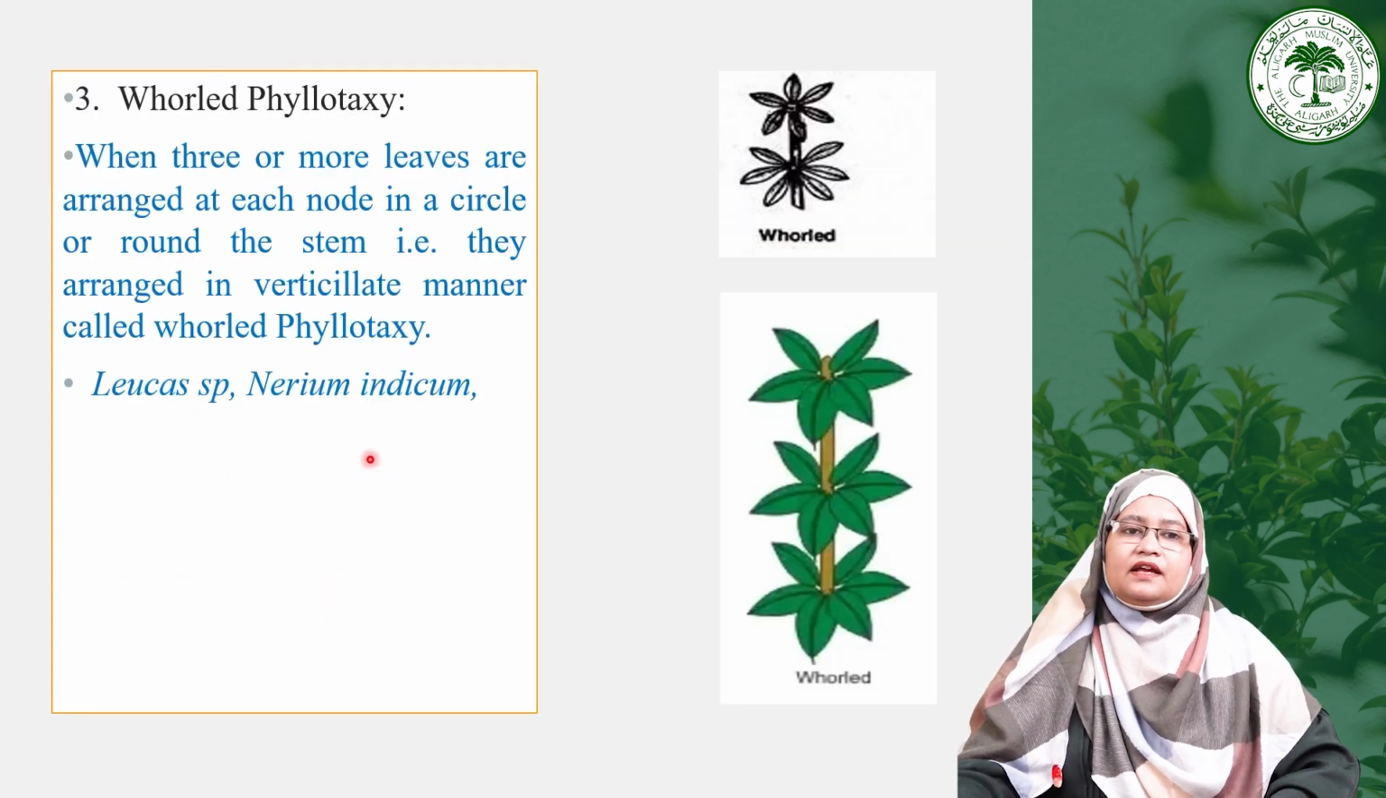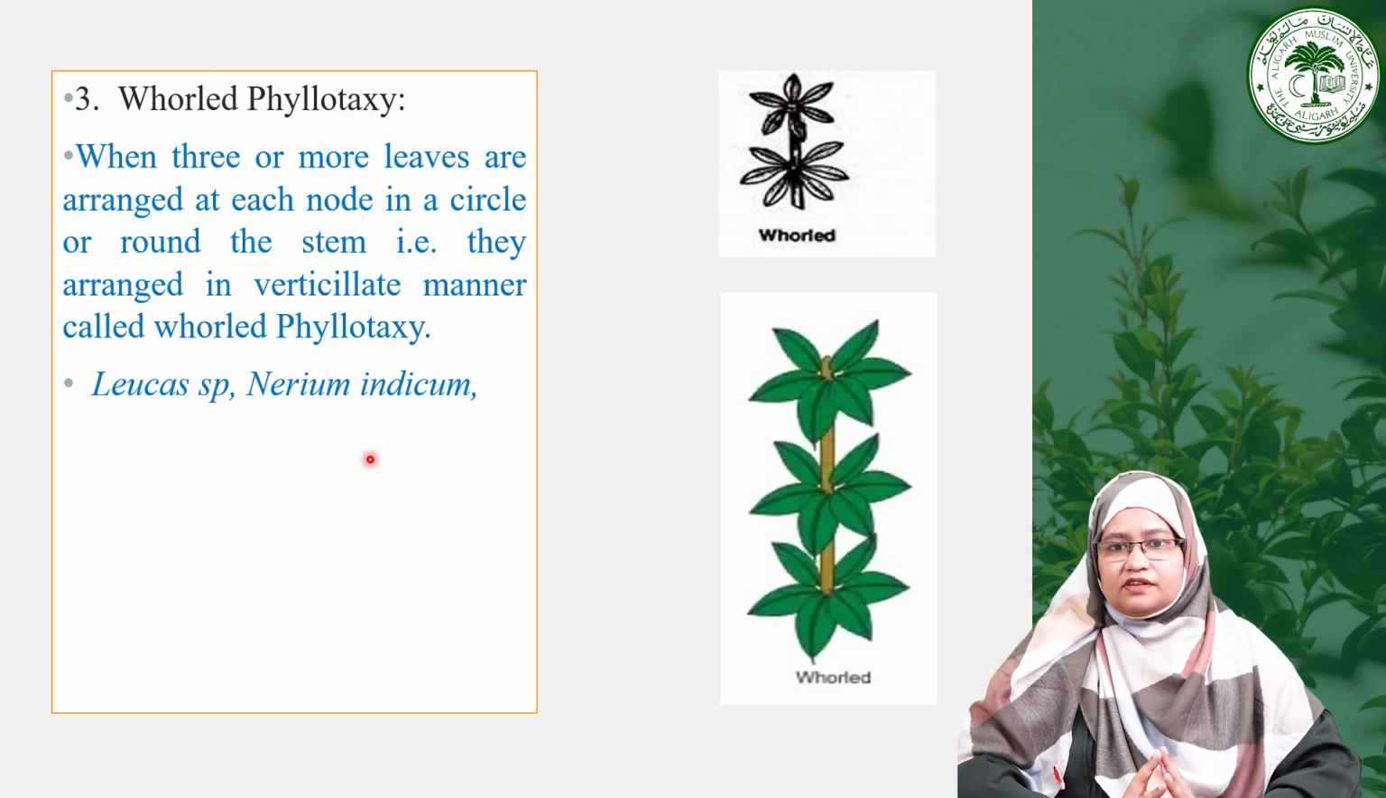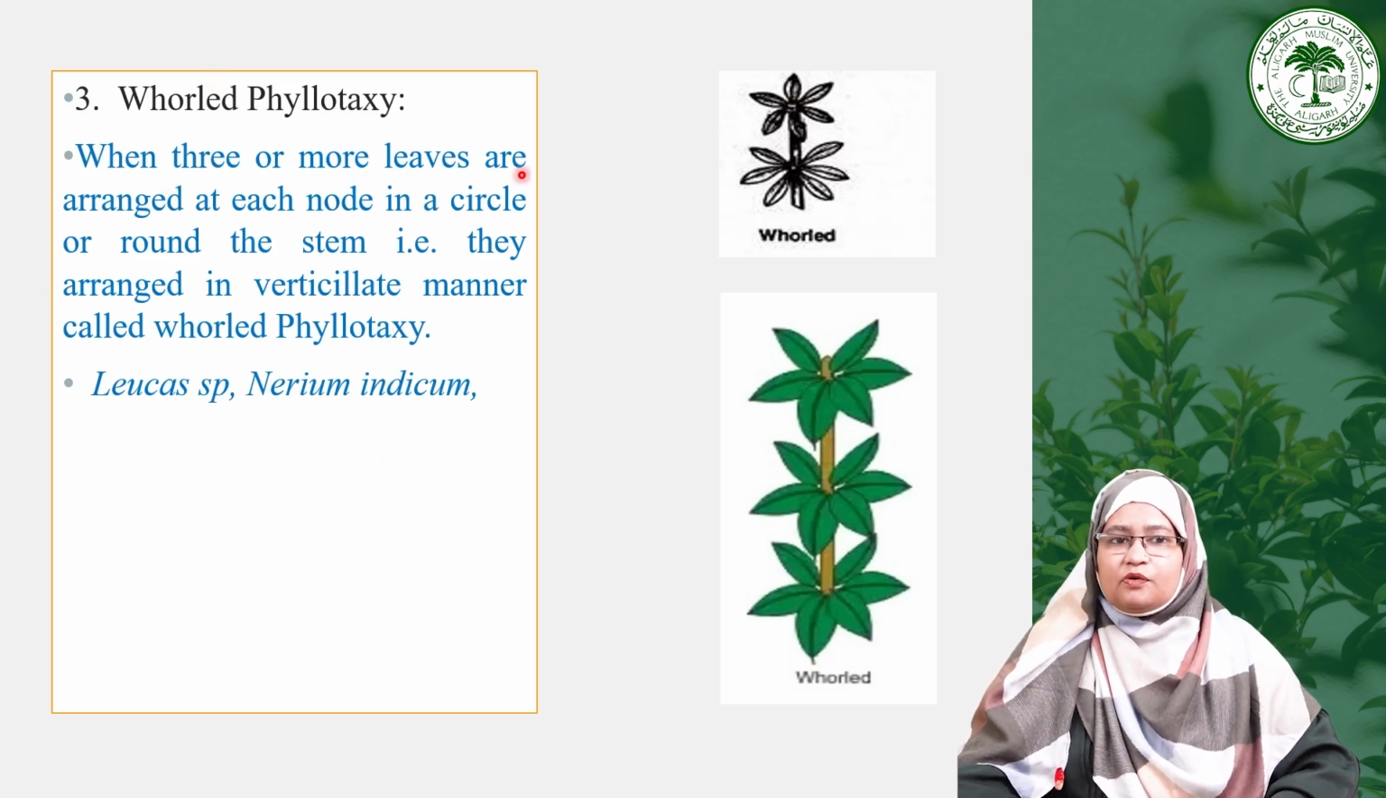And the third category of phyllotaxy is the whorled phyllotaxy, when there are three or more leaves arranged at the node in a circle. As you can see here, the whorled phyllotaxy is present in the case of Leucas or Nerium indicum. You can see in this picture the whorled arrangement of the leaves, which is called whorled phyllotaxy.